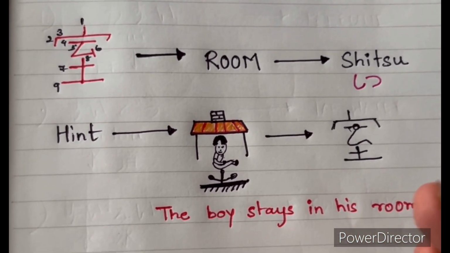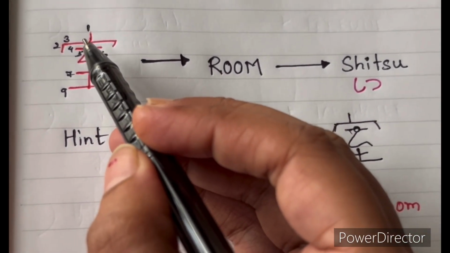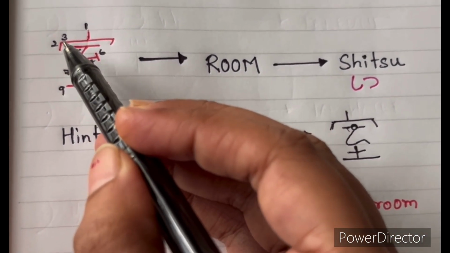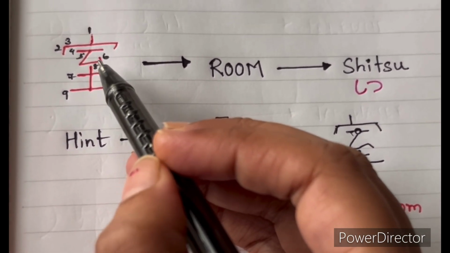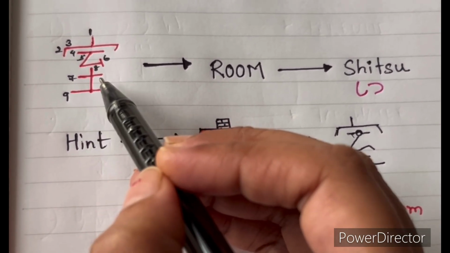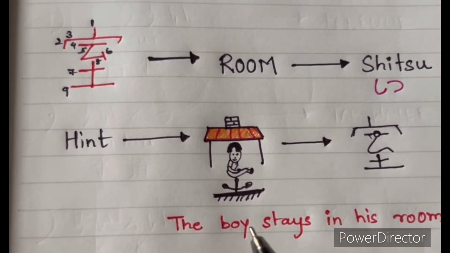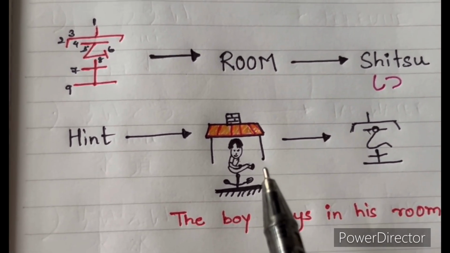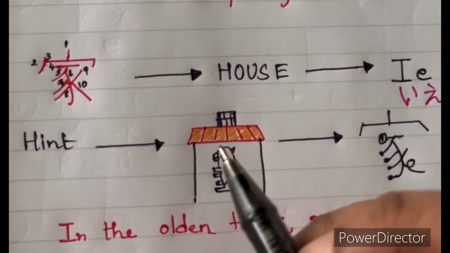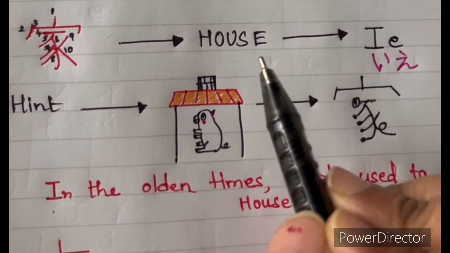So once again I will tell you the strokes. This is the first stroke, this is the second stroke, this is the third one, then the fourth, then the fifth, sixth, 7th, 8th, 9th. So it's very easy. You just need to do some practice and remember this picture. Okay. Next one is the kanji for house.